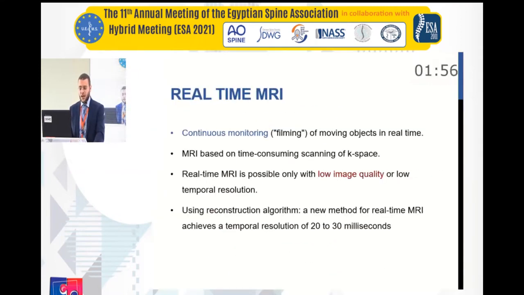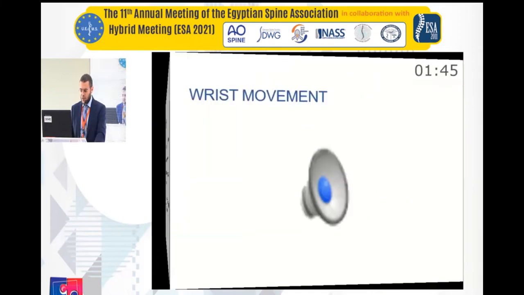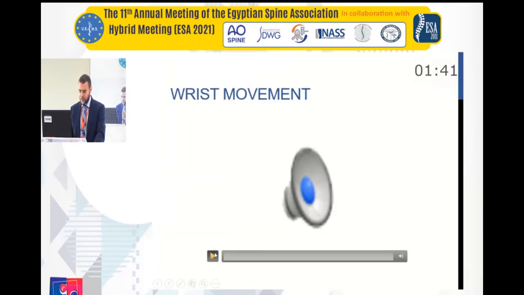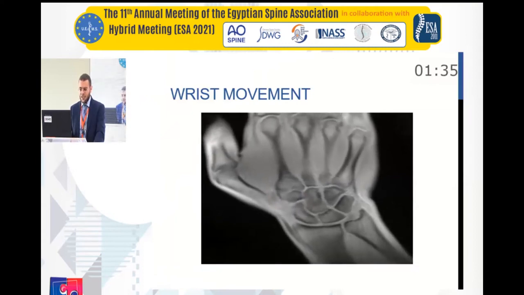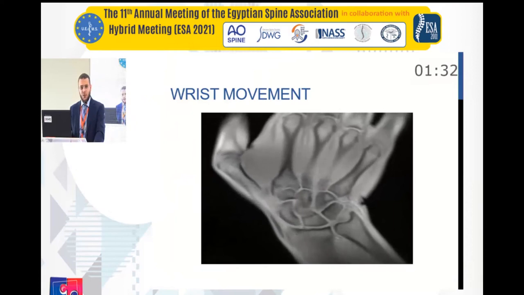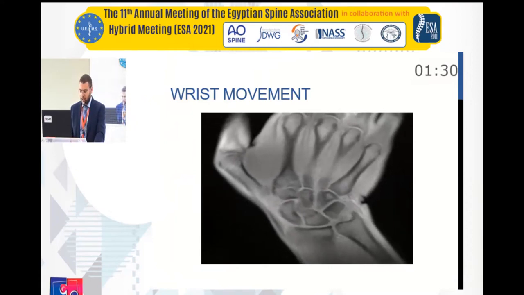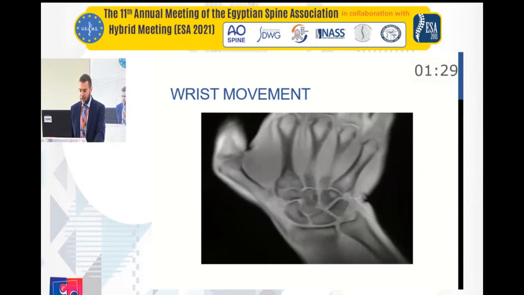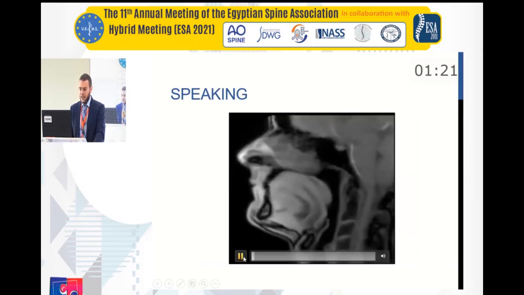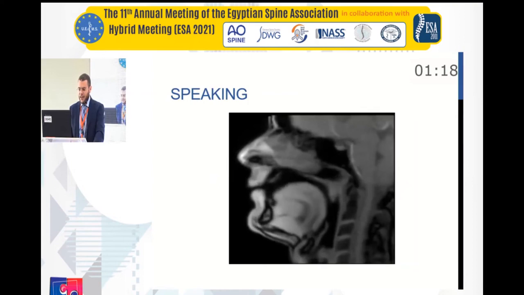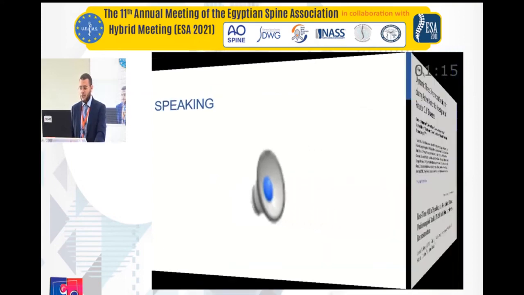Real-time MRI is continuous filming and monitoring of the spine while the patient is moving. So can you do this in the cervical spine? It's never been done before, but we found this in the literature. They started doing this in the joints, and you can see here when the patient moves the wrist, you can see the bone and the joint moving while they film this live, and it's very interesting. This is another real-time MRI while the patient is speaking, and you can see how he's moving his tongue. So we asked, can we do this in the cervical spine?